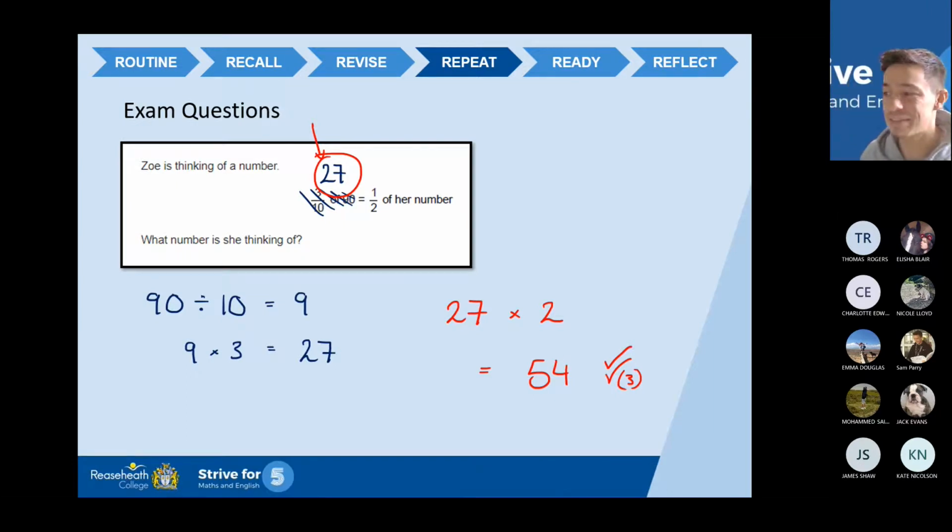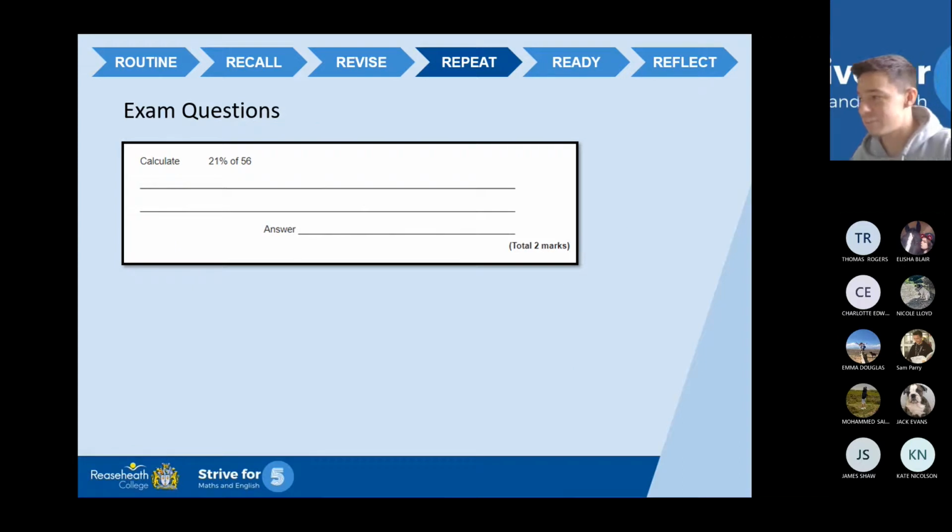We're now going to look at the percentages questions. So once again, you can see here 2 marks.